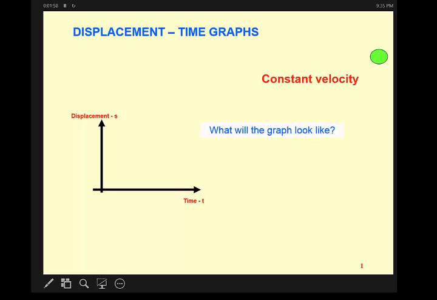Now when we're graphing, we always try to graph the equation. So I'm sure you can think of the equation that relates to displacement and time. Now if we get a straight line result for our graph, what will the gradient be? Well, we can work out the slope of the gradient by rise over run. Displacement divided by time. Y-axis divided by the x-axis.